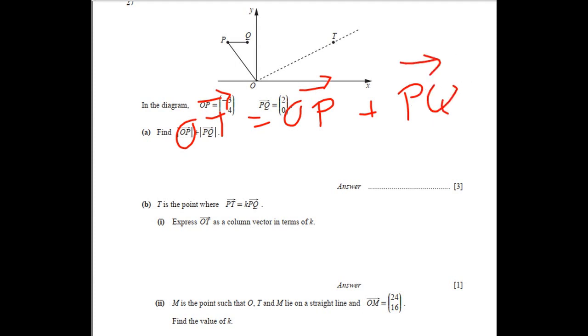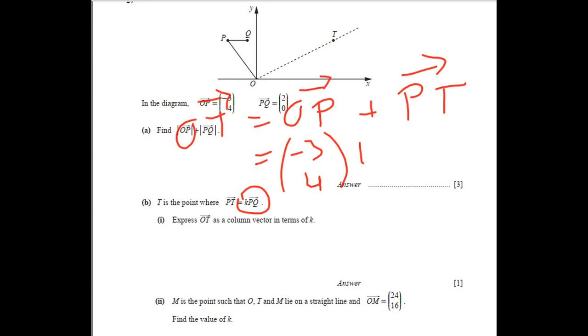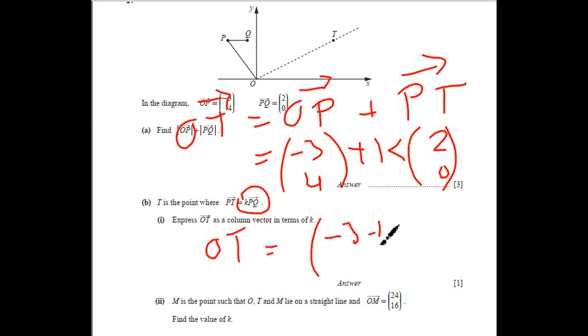Now we have OP vector, which is minus 3, 4, plus we know PT is K times PQ. So OP is minus 3, 4 and PT is K times PQ, and PQ is 2, 0. So OT in terms of K will be minus 3 plus 2K, and 4 here.